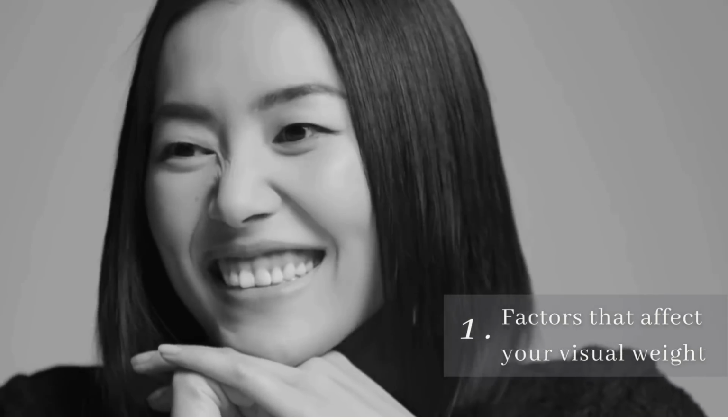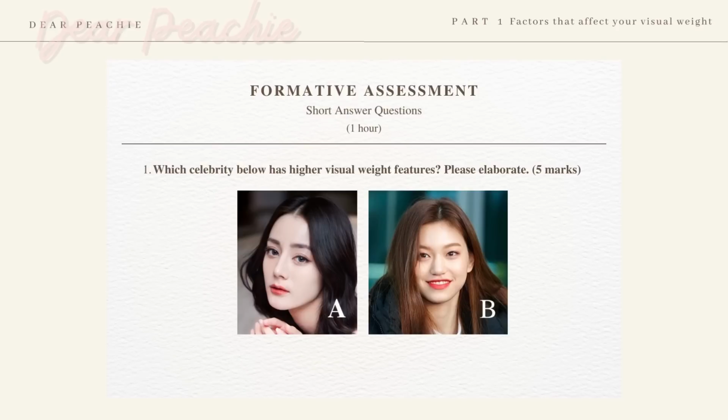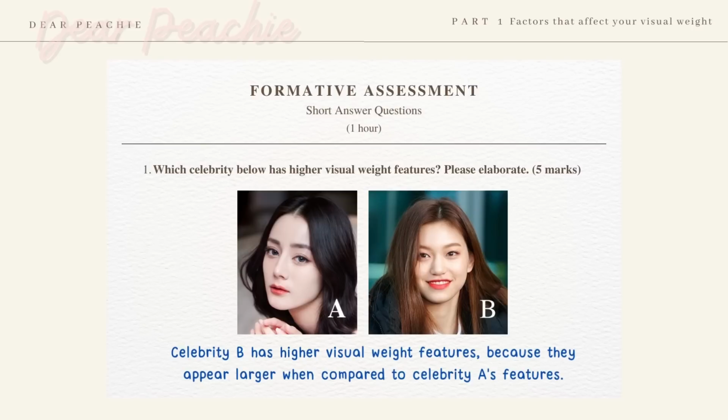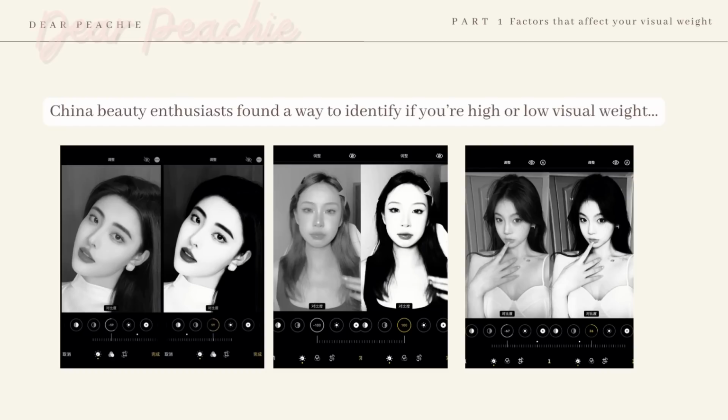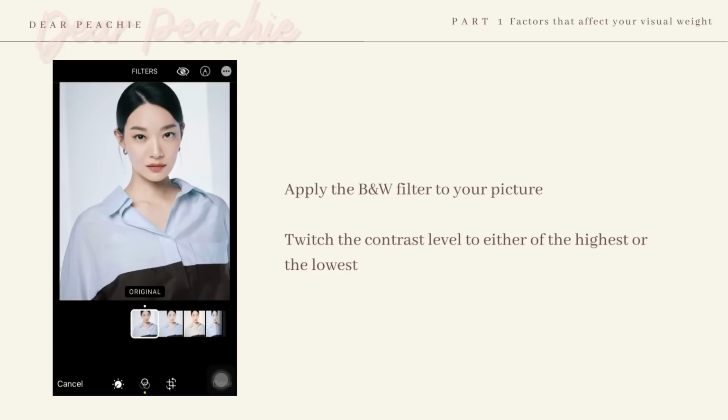Let's begin the first section of this video with a question. How do you classify your feature as high visual weight? Is the bigger the feature, the higher its visual weight? Well, we have to tell you that this is incorrect. A new method has emerged in the China beauty forums recently. The beauty enthusiasts found a way to identify if you're high or low visual weight by just putting the black and white filter to your pictures.